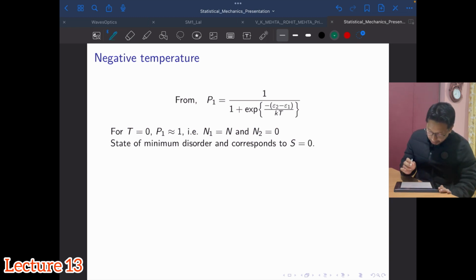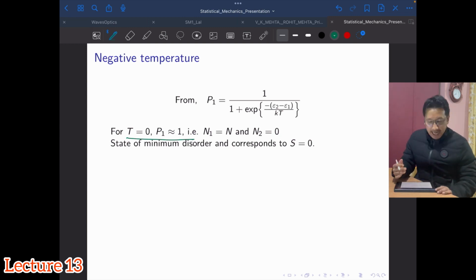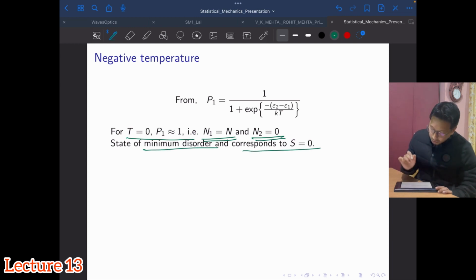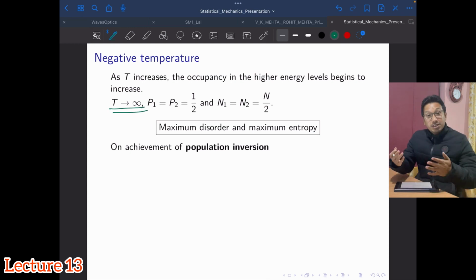So just to summarize, first we took T equal to 0. When the temperature was equal to 0, the probability P1 of the ground state, the E1 state, was nearly 1, and all the atoms were in the ground state. N1 was equal to N, the total number of atoms, and N2 was equal to 0. All were in the ground state, so it has minimum disorder and corresponds to entropy 0. Now on achievement of population inversion, what happened? When we increase the temperature, I come to a state where the probability of occupancy of both states is half and half.